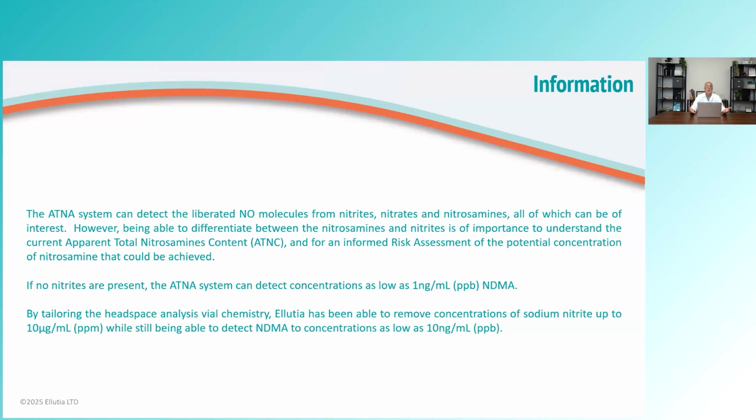But what if there are both nitrosamines and nitrites present? Well, the total NO method, which is what we've been discussing so far, is a gauge for both the current and potential concentration of nitrosamines that could be formed if all the nitrosating agents were to react. However, the ATNC value, apparent total nitrosamine content, is what is typically asked for in the analysis. By adjusting the vial chemistry within the headspace vial, Ellutia has been able to remove up to 10 ppm of sodium nitrite, but still detect 10 ppb of NDMA.